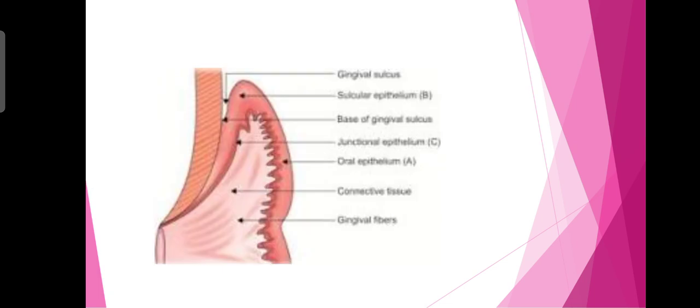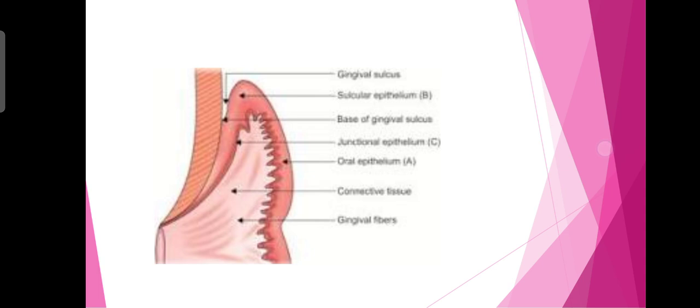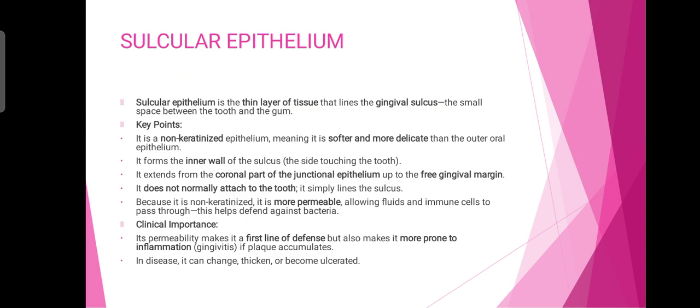Now, let's come to sulcular epithelium. This is the sulcular epithelium. Sulcular epithelium is a thin layer of tissue that lines the gingival sulcus. It is a non-keratinized epithelium. It is softer and more delicate than the outer oral epithelium. It forms the inner wall of the sulcus, the side which touches the tooth. It extends from the coronal part of the junctional epithelium up to the free gingival margin.